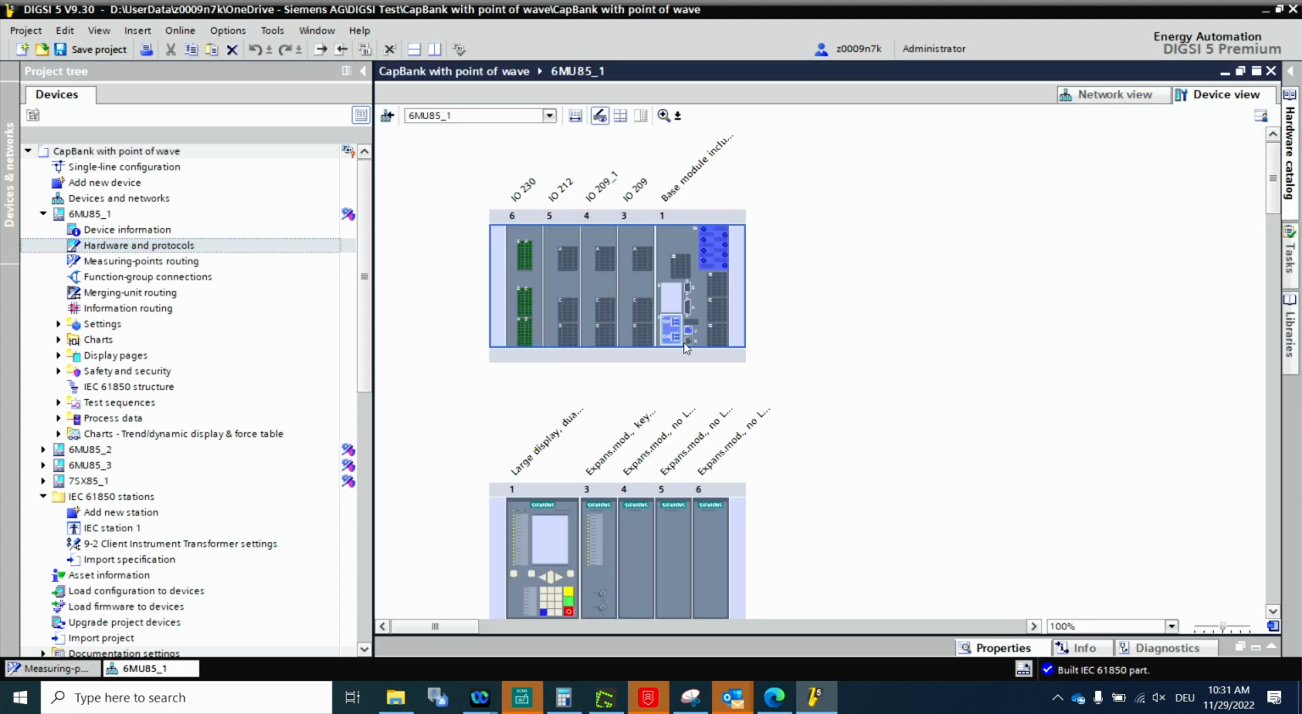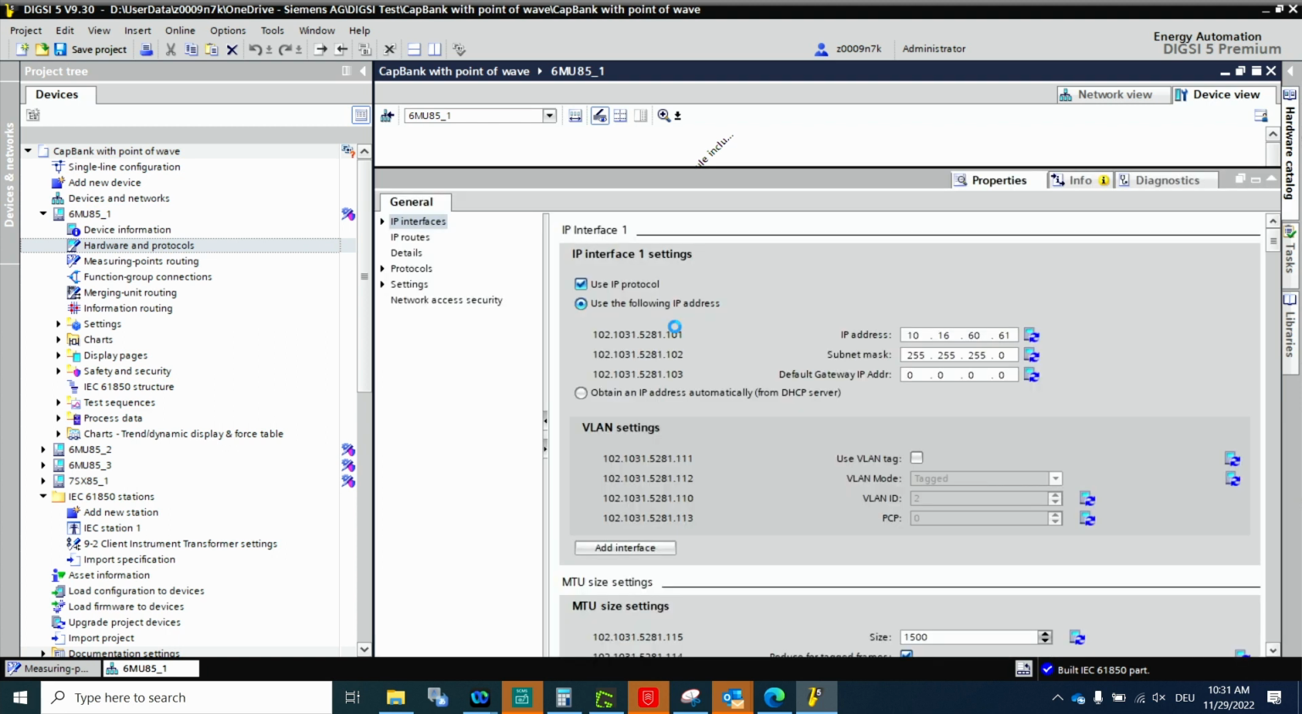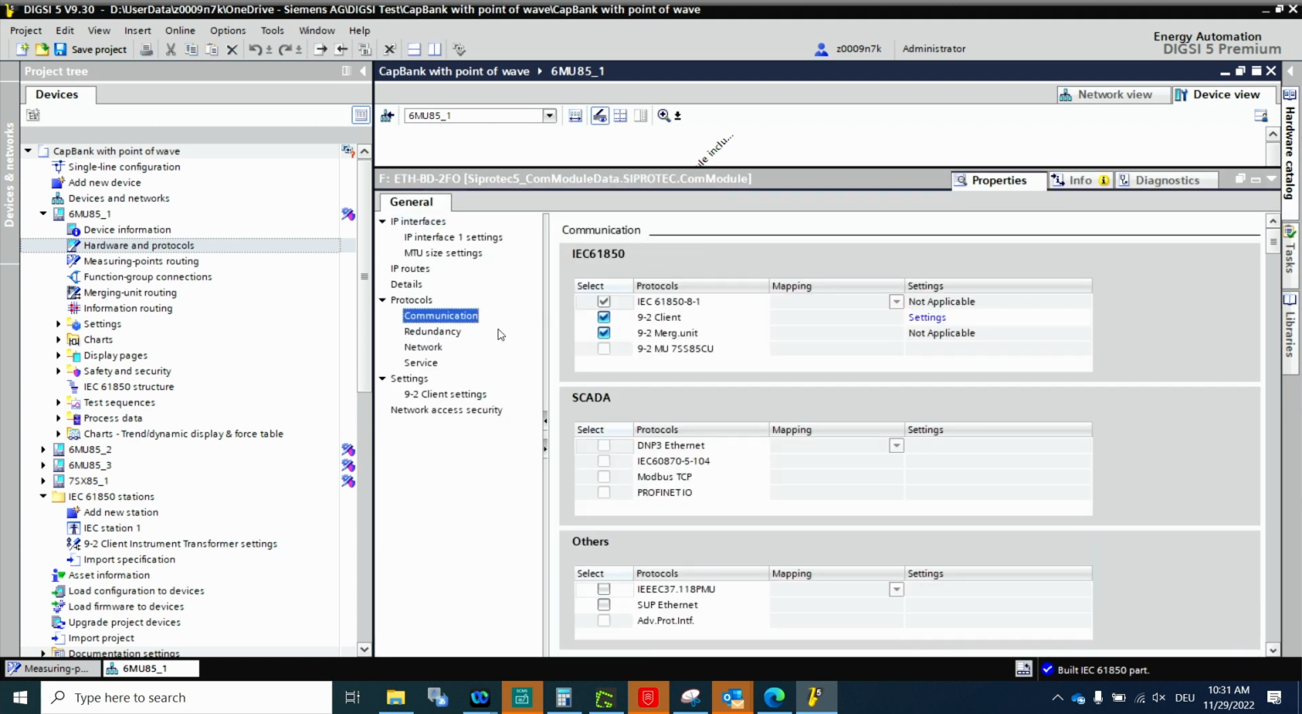The module that is capable of process bus is the ETH-BD-FO communication module, in which the functionality needs to be enabled. In protocols, under communication, the selection of 9-2 client functionality is done to receive sample values, and also the protocol 9-2 merging unit to stream sample values is enabled.